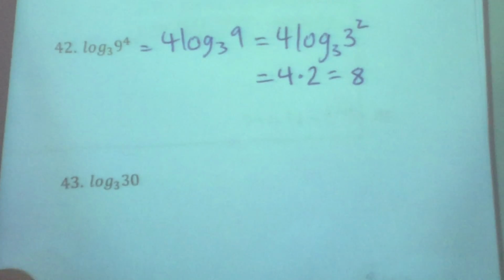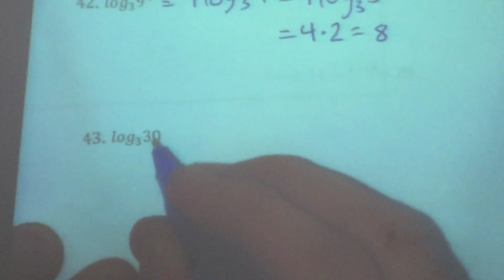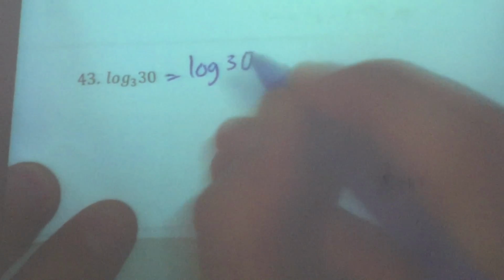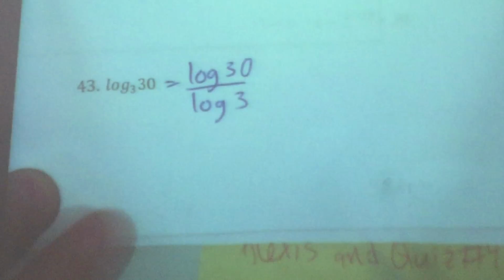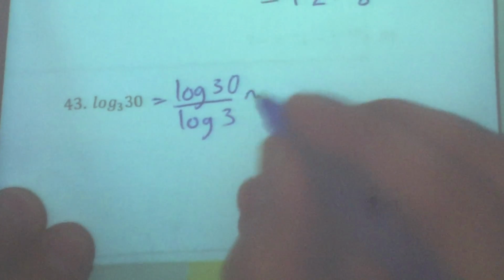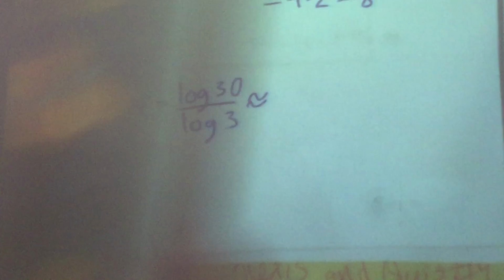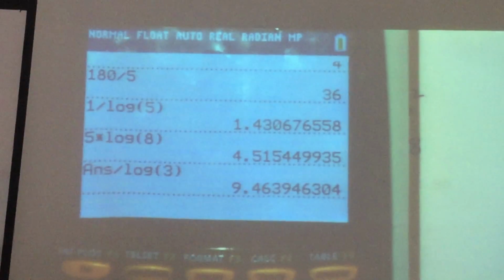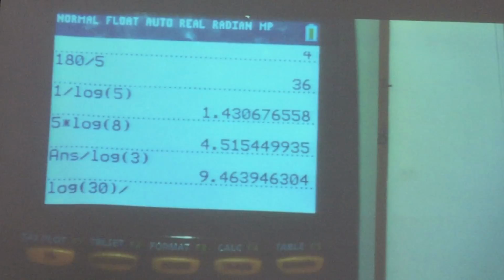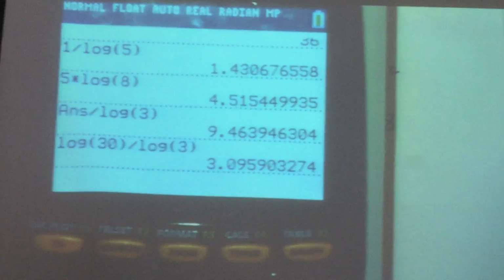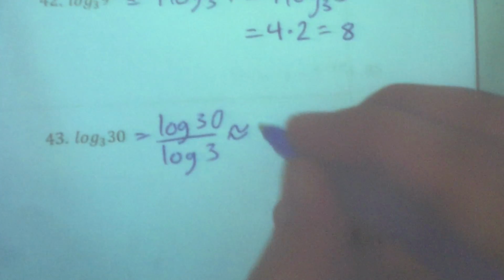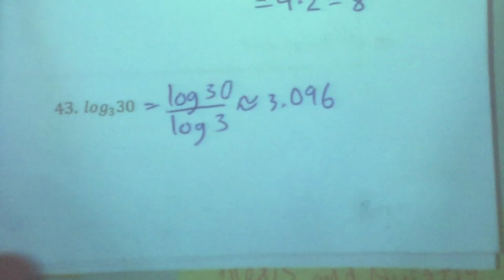43. Log base 3 of 30. Now in this case, 30 is not a power of 3, so I can't rewrite it as a power of 3. We could go this way, and then I'll show you another way. You could write it as log of 30 over log of 3, and then write an approximate solution. Log of 30 divided by log of 3 is 3.096 approximately. That's one way to go.